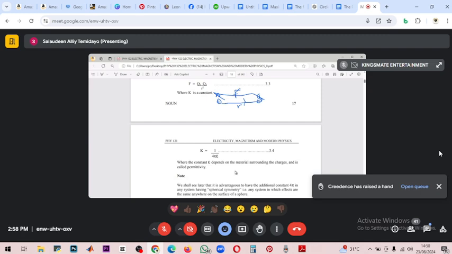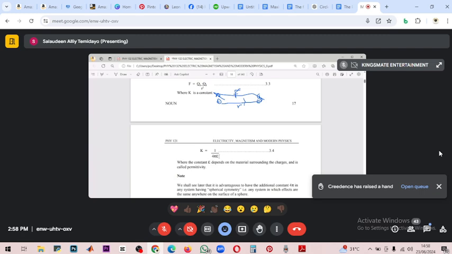Free space is something that does not contain anything. A vacuum is free space. A vacuum does not have any matter inside it. No air, no light, nothing. That is what we call a vacuum. So free space permittivity is epsilon naught. But epsilon, ordinarily, depends on the material, the medium that surrounds it.